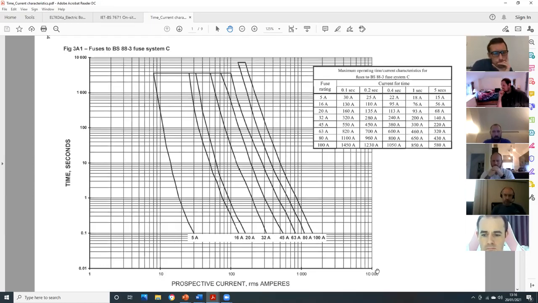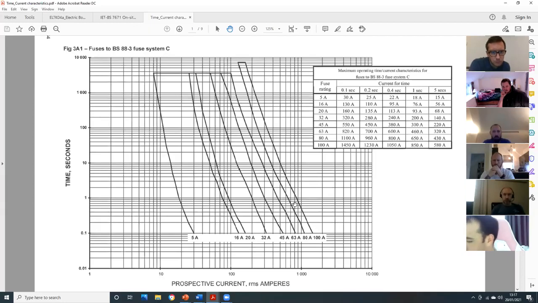So you've got to get your head around the scale as you're reading things off it. But basically, the ones that we're going to look at have time up the left-hand side in seconds, current, fault current, prospective current, whatever you want to call it, in amperes along the bottom. And then we've got 8 typical ratings of cartridge fuse.